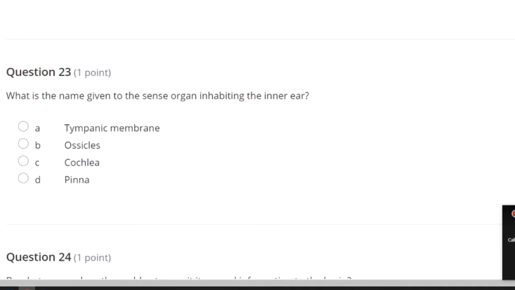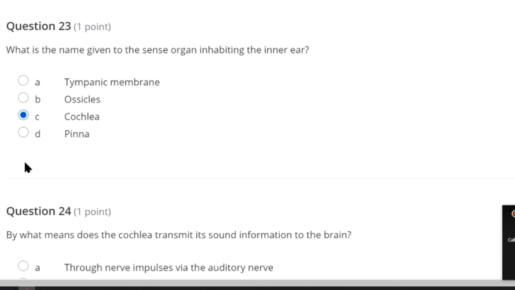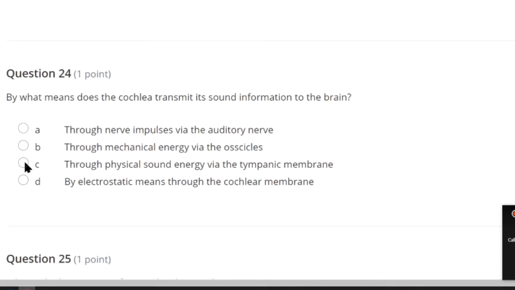Question 23. What is the name given to the sense organ inhabiting the inner ear? A, tympanic membrane. B, ossicles. C, cochlea. Or D, pinna. Okay, process of elimination here. Same options, but the sense organ inhabiting the inner ear is the cochlea. It's shaped like a snail, and it is festooned with hair cells and nerve endings, which convert sound energy into nerve energy to be interpreted by the brain.